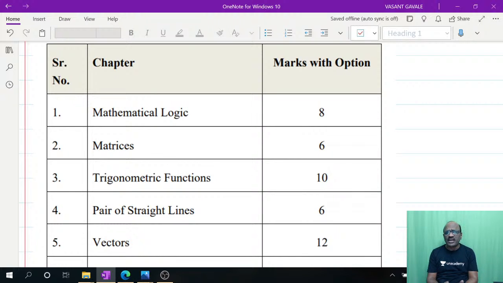Find the inverse by the adjoint method, find the inverse by the transformation method, or find out the solution by using the inversion method. They may say to apply the transformation method or the adjoint method. But overall, in the board exam, this chapter is asked for a total of 6 marks.